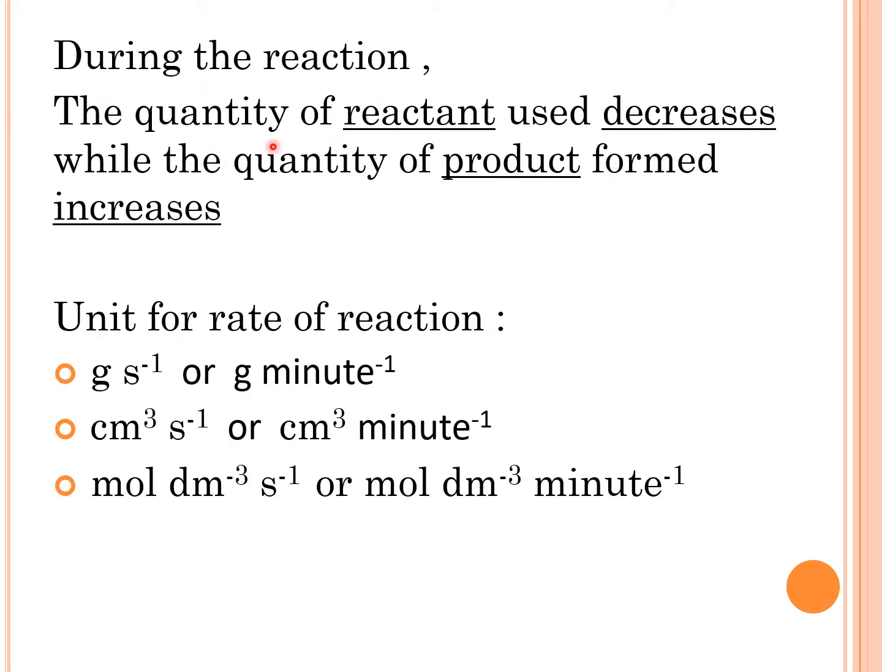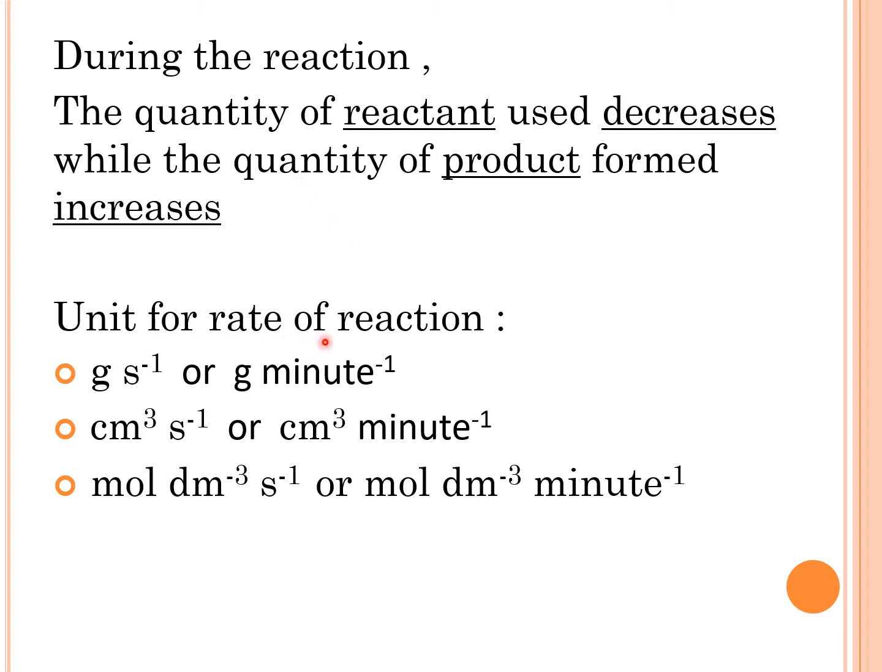During the reaction, the quantity of reactant used is decreasing, while the quantity of product formed is increasing. Reactant ialah bahan tindak balas, which is the substance before the arrow in a chemical equation, while the product is a substance after the arrow in the chemical equation. So the reactant will decrease, while the product will increase in quantity.